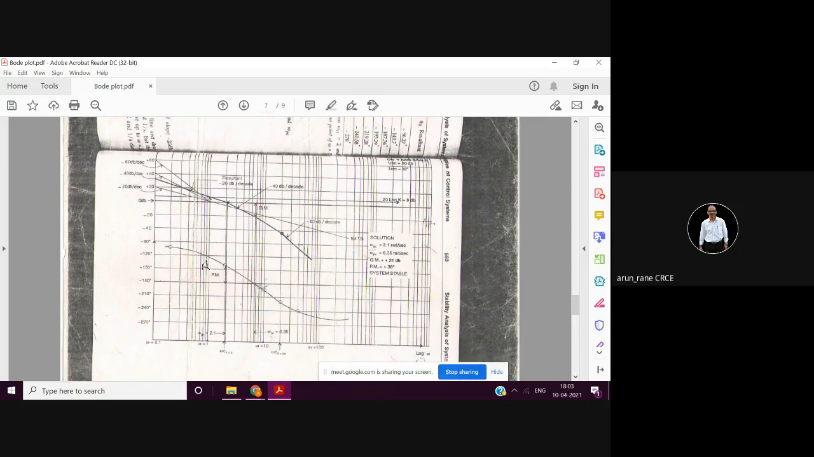What happens here now? Phase is changing. This is symmetrical about this point, 180 degree. Correct? So here the phase is changing. So at what point is this phase angle plot cutting, that you have to locate and see. So this is your omega, that is frequency for phase changeover. That means your phase is changing here. So that is at 6.35.